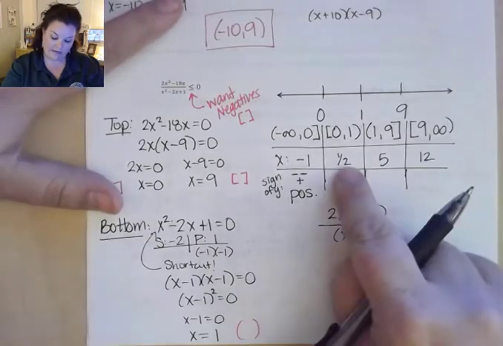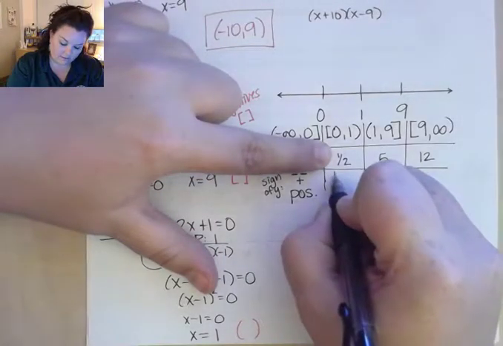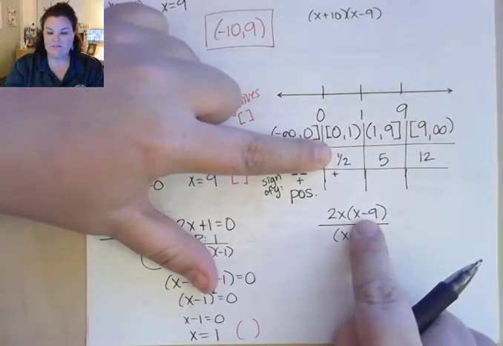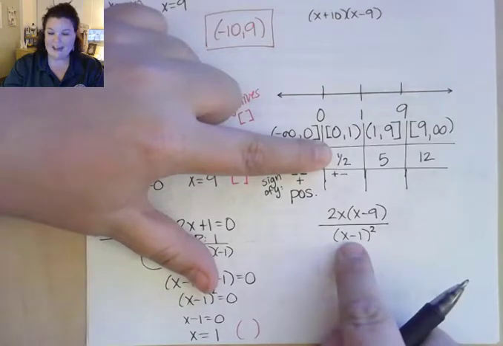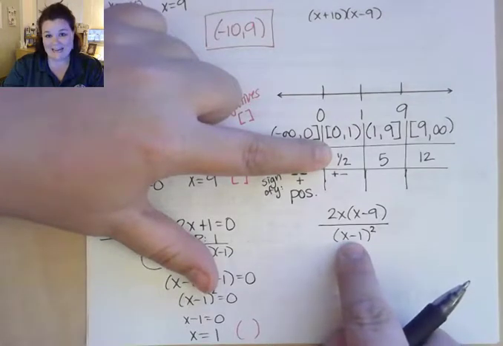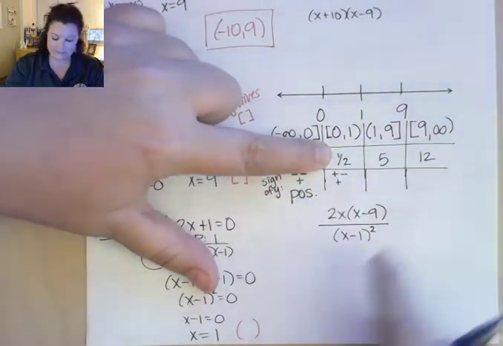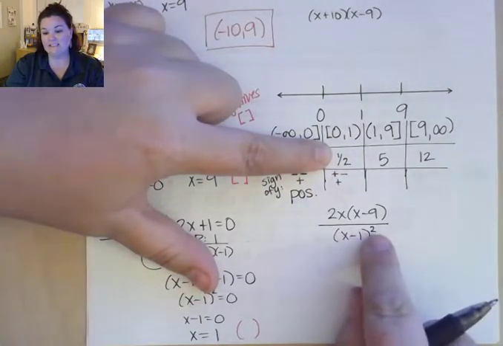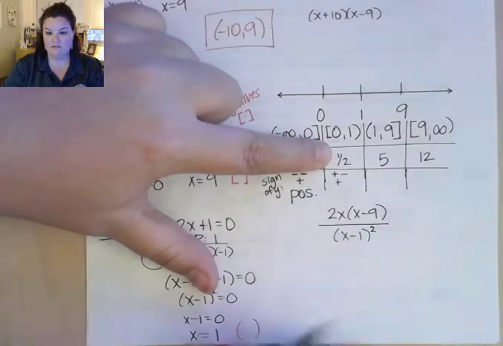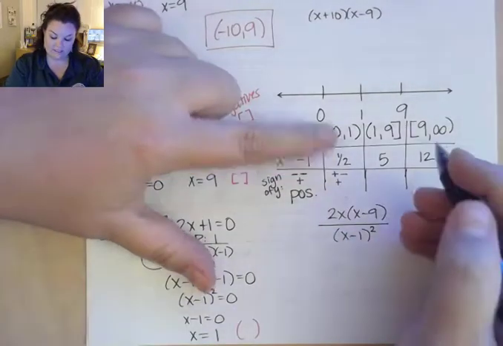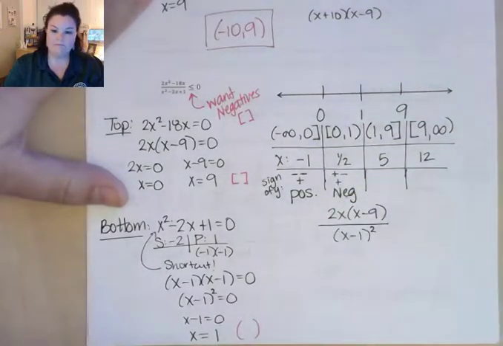And then I look at 1/2. When I do 1/2 times 2, that's positive. When I do 1/2 minus 9, that's negative. And on bottom, 1/2 minus 1 is negative, but then I square it, so that becomes positive. So really it doesn't matter what we plug in down here. Because this is a squared quantity, we should always get a positive underneath, right? So here we have 2 positives and a negative. So this is going to be a negative interval.